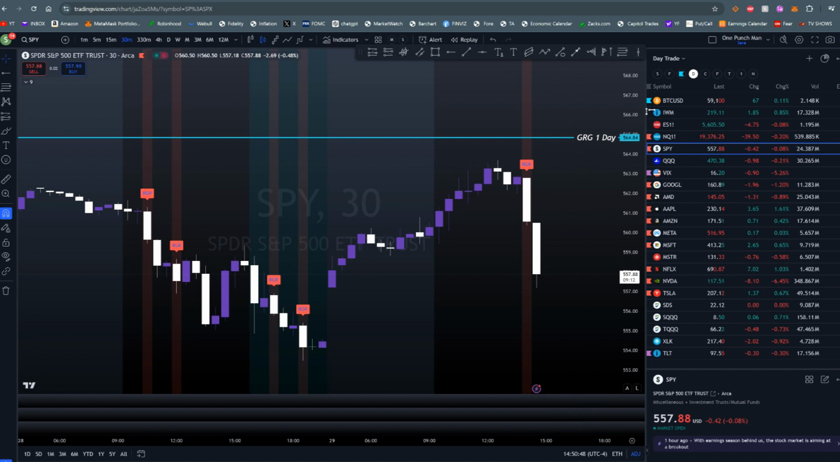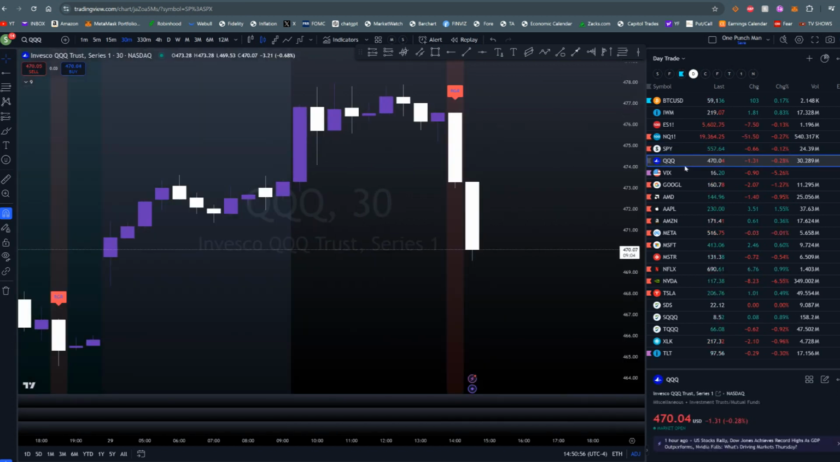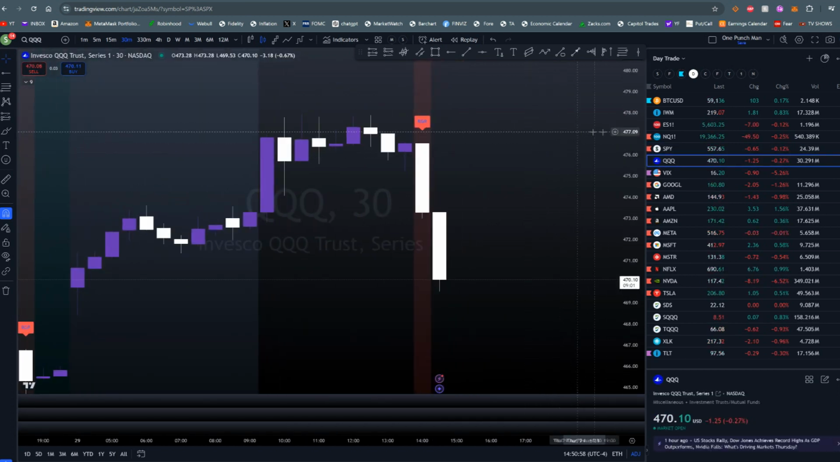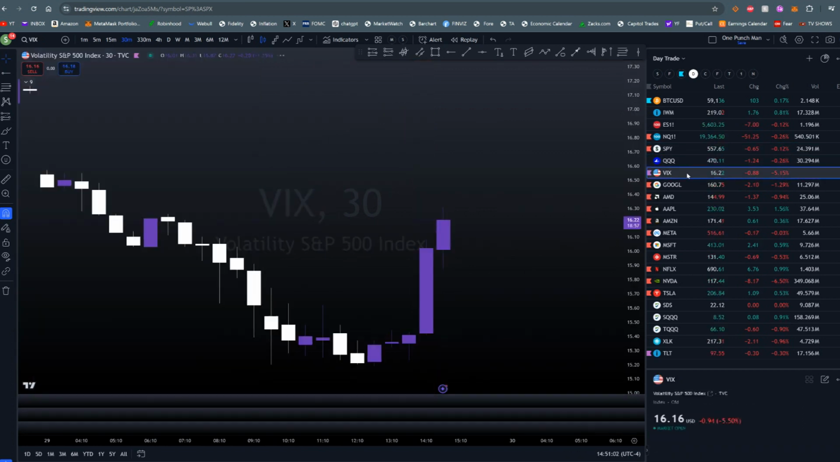So let's start out with SPY, obviously. So you get this print right here, you enter in. Now let's go through a couple stocks to see how much. Like, check this out, right? SPY, it caught it. QQQ caught it.